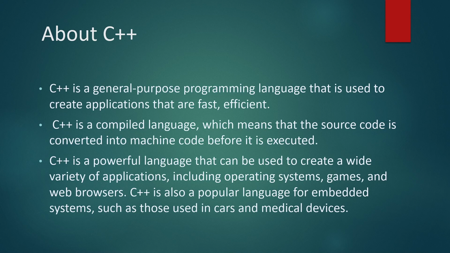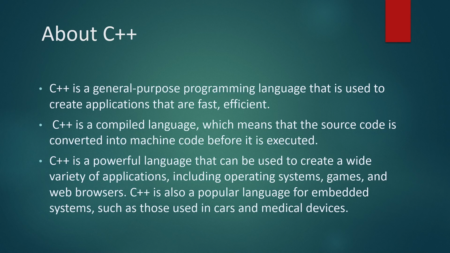So C++ is a compiled language, which means that the source code is converted into machine code before it's executed. So the code which we write is called source code. This source code is converted into machine code by using the C++ compiler. And the machine code is basically binary code, 1-0 format. It is only understandable by the computer.